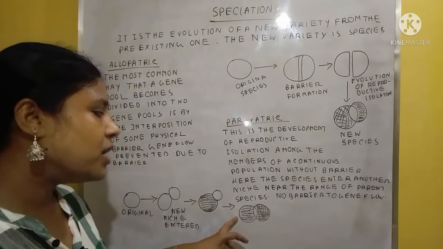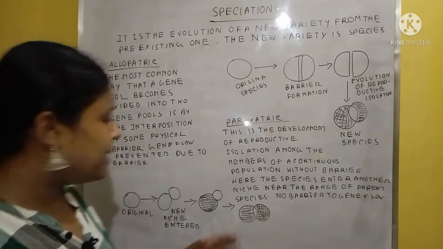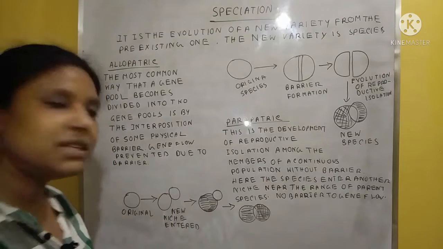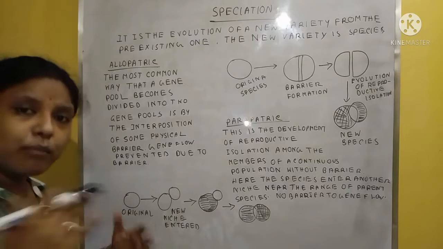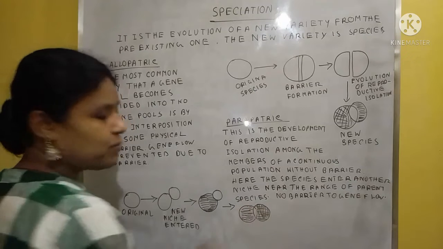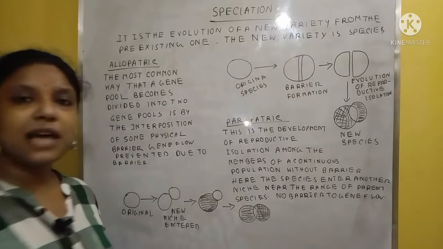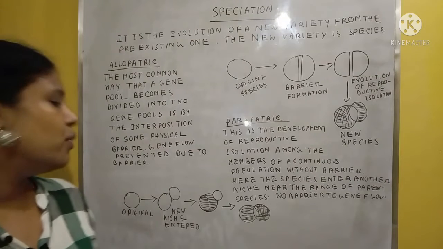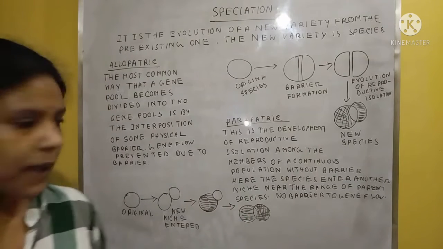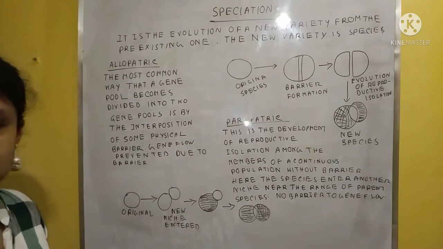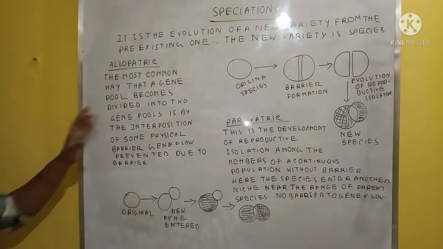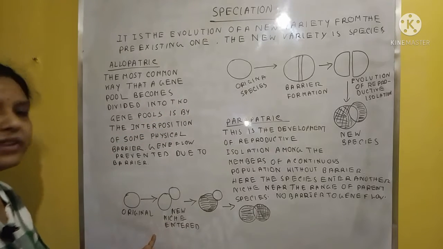So they are reproductively isolated, but somehow, or sometimes, gene flow may be possible between the two species. That means hybrids may be produced within these species. So this is the parapatric speciation. Clear? This is the sympatric speciation and this is the parapatric speciation.